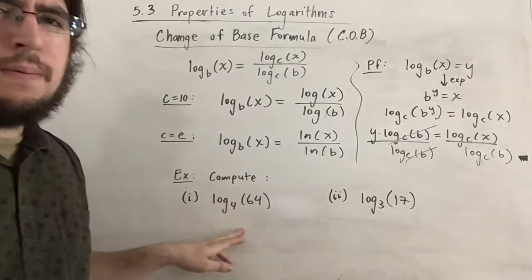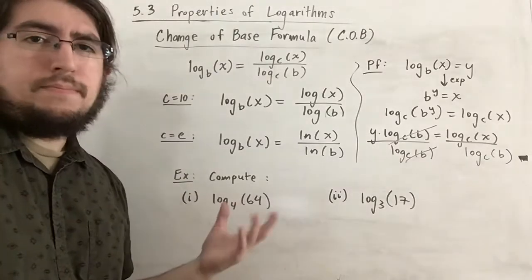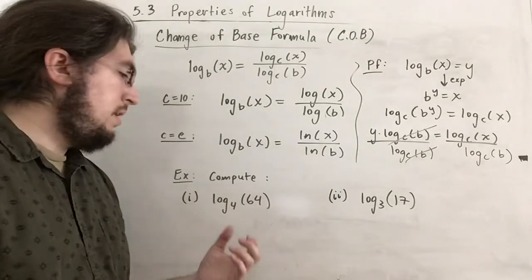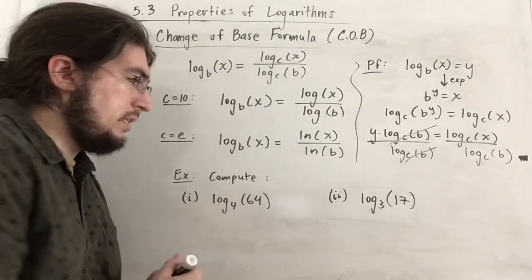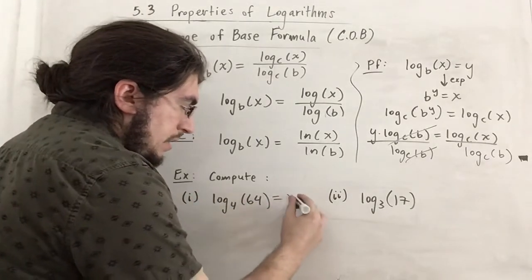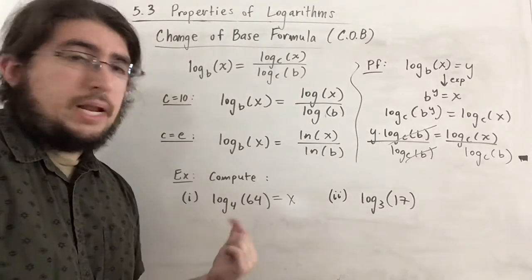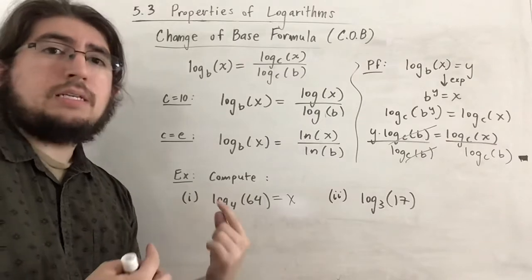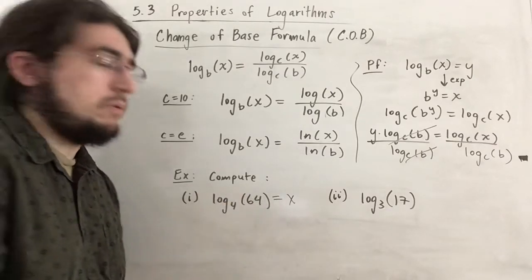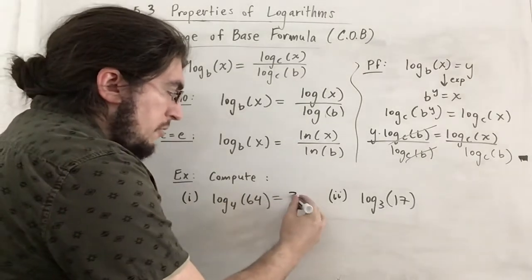Now this one you should be able to do, maybe not in your head, but eventually maybe. But you can at least do this using other means. In fact, if you wanted to call this x and then convert this to exponential, you'll have 4 to the x is equal to 64. You want to write it as a common base. 64 is 4 to the 3, so x is equal to 3. So here you should get 3.